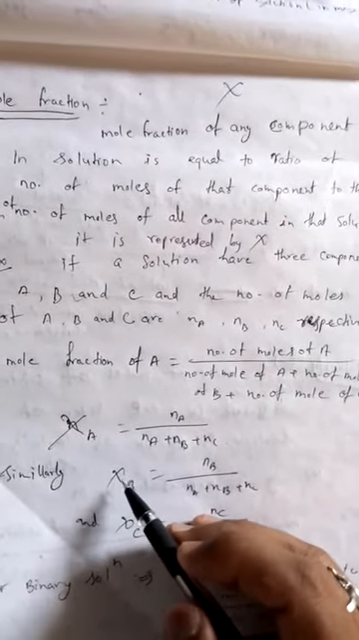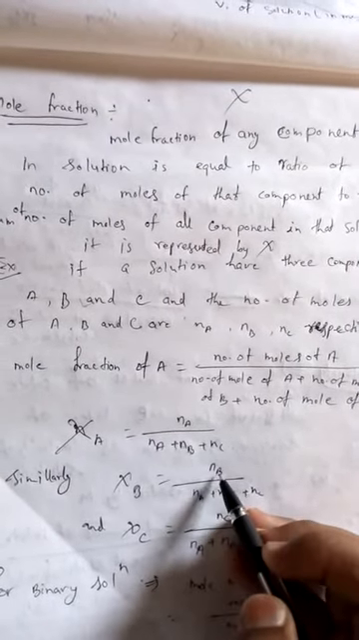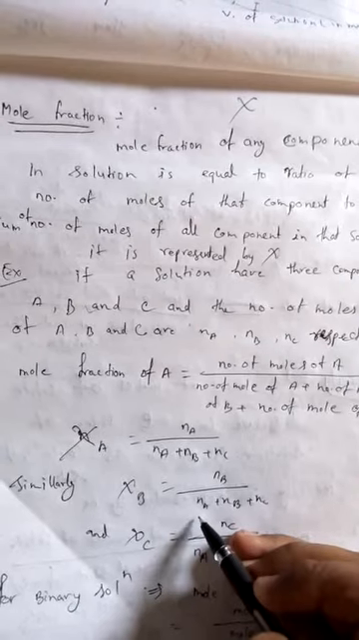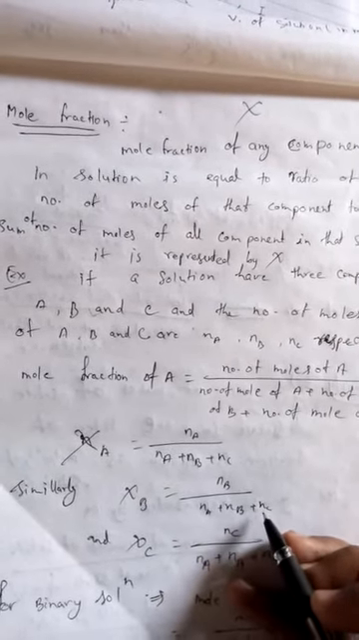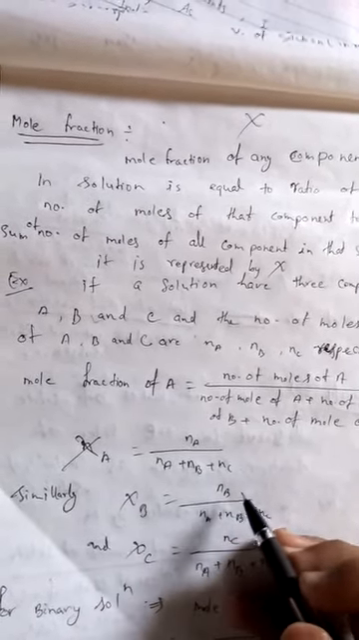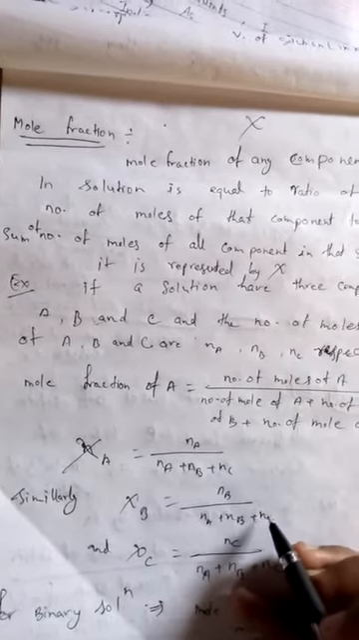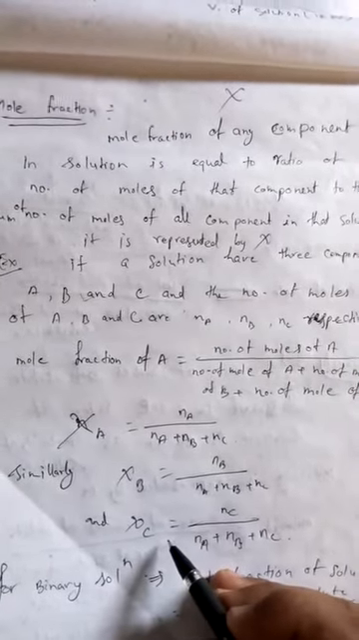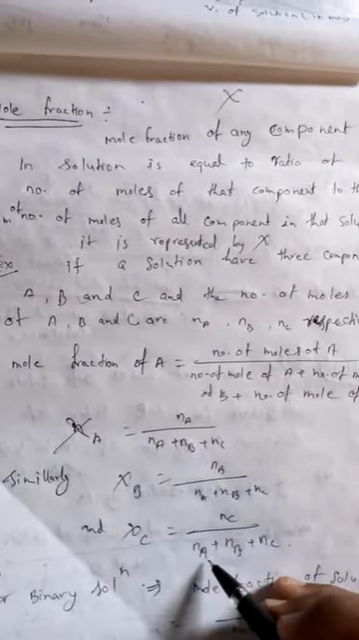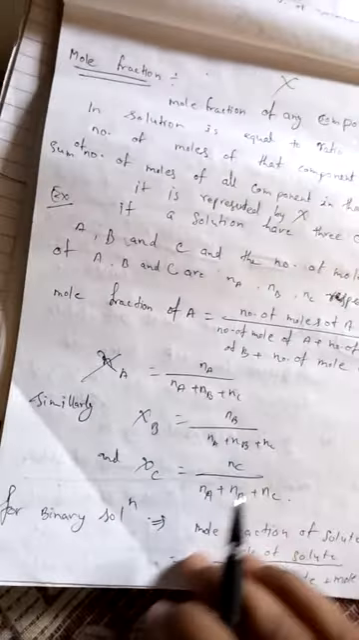Similarly, mole fraction of B will be equal to number of moles of B upon number of moles of A plus number of moles of B plus number of moles of C, that is chi B equals Nb upon Na plus Nb plus Nc. In the same way, chi C will be equal to Nc upon Na plus Nb plus Nc.